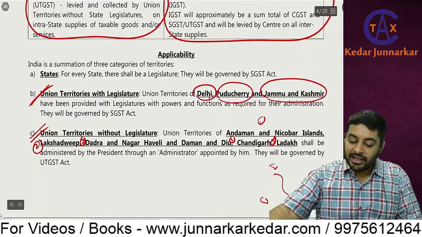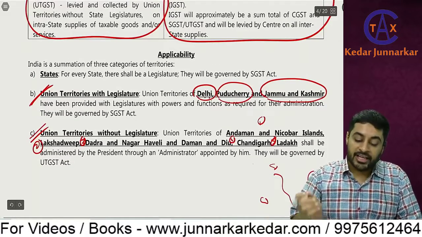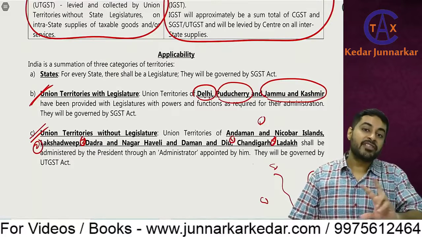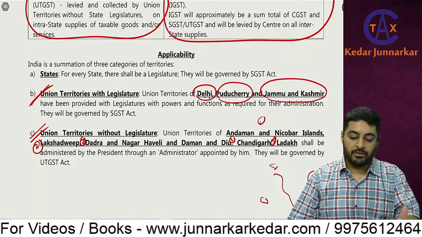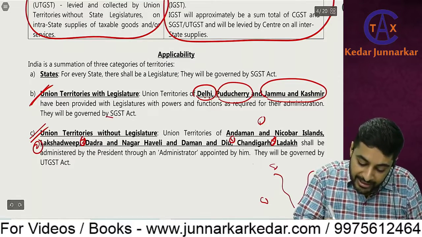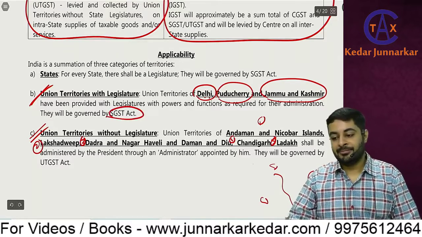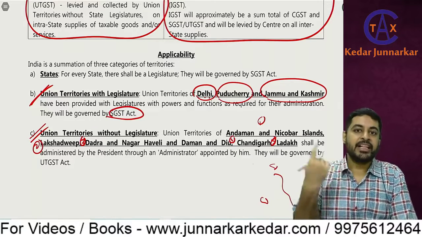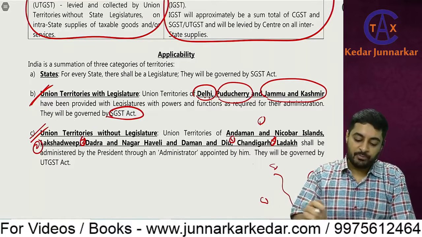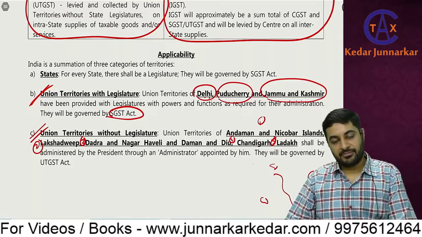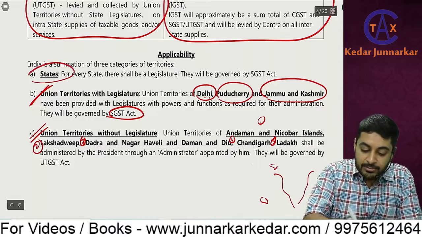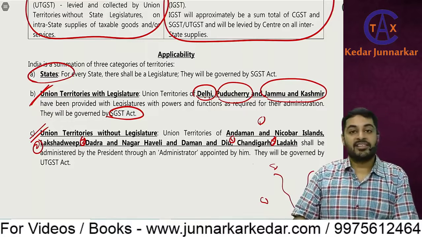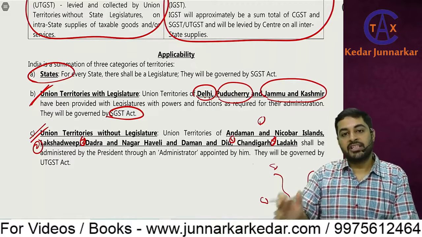So now, even if they are union territory with legislature, they have some powers, not full powers of a state, some powers. So they are going to pass their SGST Act. Now if that transaction takes place within Delhi, then which tax will be charged? CGST plus SGST. And if the transaction takes place in states, which tax will be charged? CGST plus SGST. Then when is UT-GST charged?